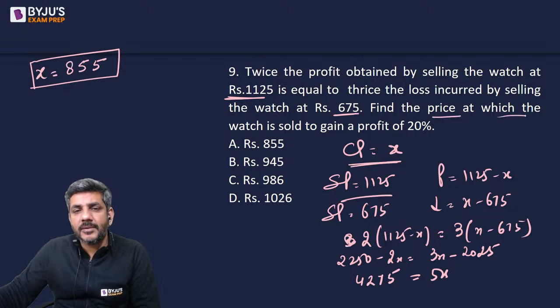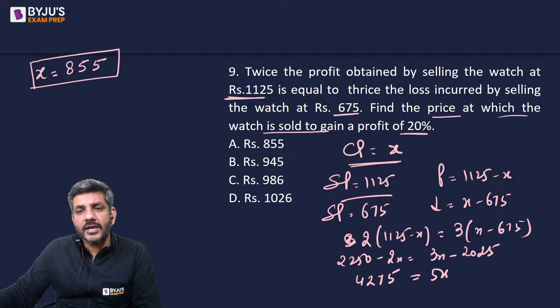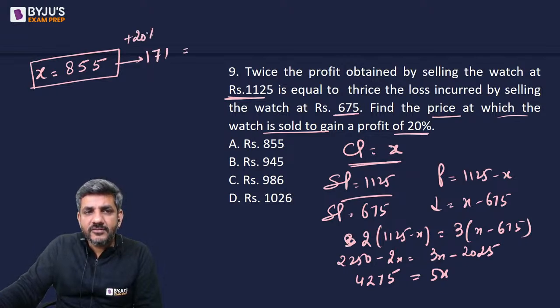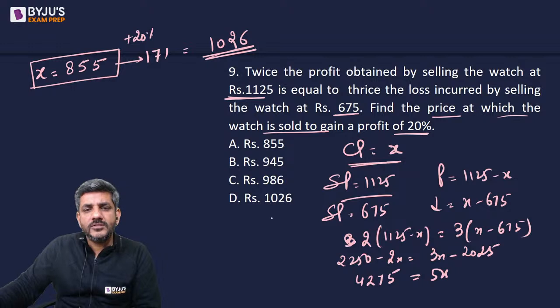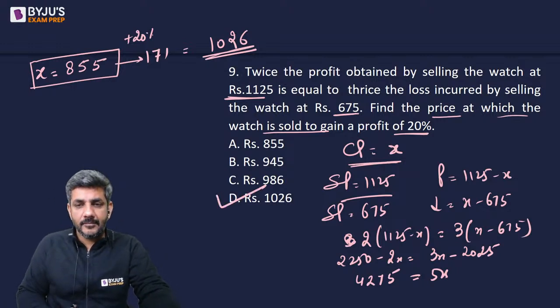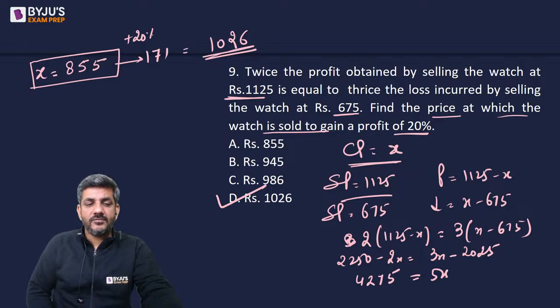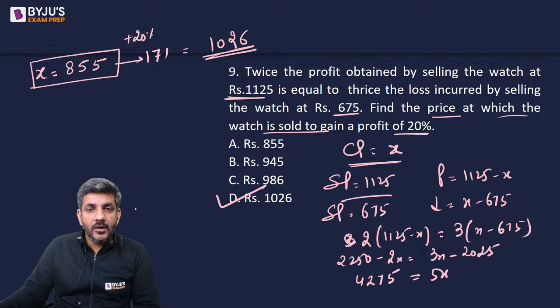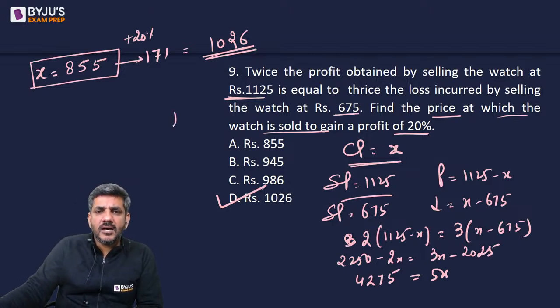The question says find the price at which the watch is sold to gain a profit of 20%. You want a 20% profit in this. So 20% of this is 171. Just add them. It gives you 1 plus 5 is 6, 7 plus 5 is 12, and then 10. 1026 is the right answer for this question number 9. The correct answer for the question is 1026. Of course, you could have done this question by other methods as well.